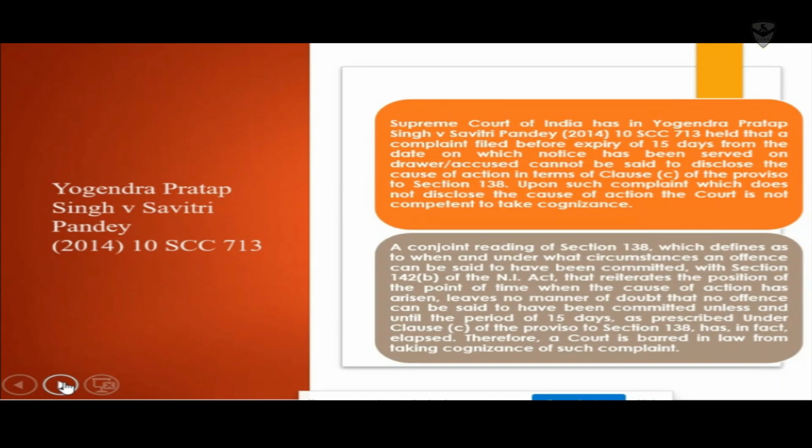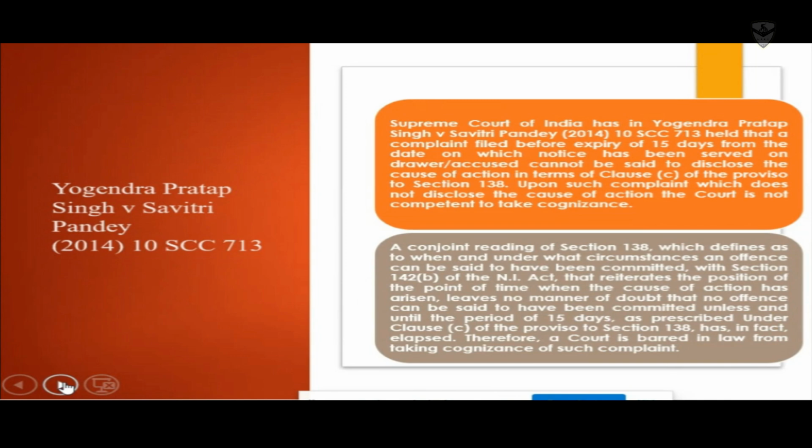The Supreme Court in Yogendra Pratap versus Savitri Pandey held that a complaint filed before the expiry of 15 days from the date on which the notice has been served on the drawer-accused cannot be said to disclose the cause of action in terms of clause (c) of the proviso to Section 138. Upon such a complaint which does not disclose the cause of action, the court is not competent to take cognizance. That means the drawer has up to 15 days to make the payment in case of dishonor. If you file the complaint before 15 days, it is not maintainable under Section 138.